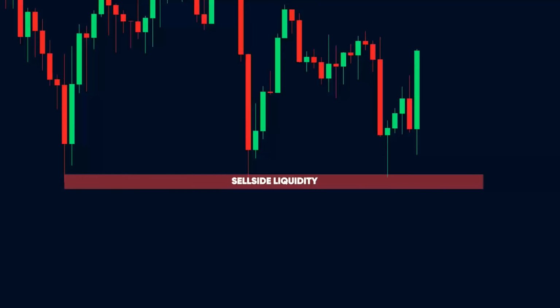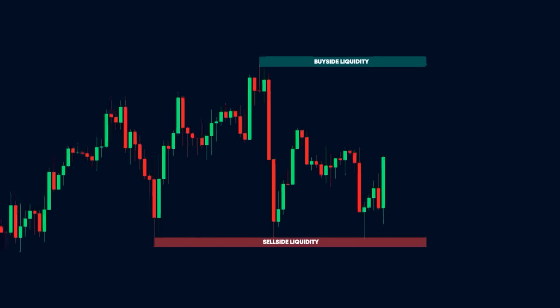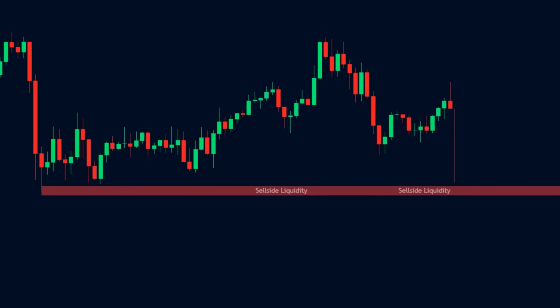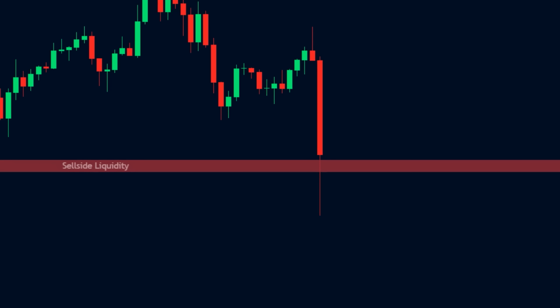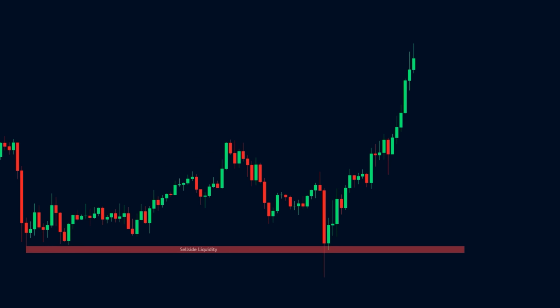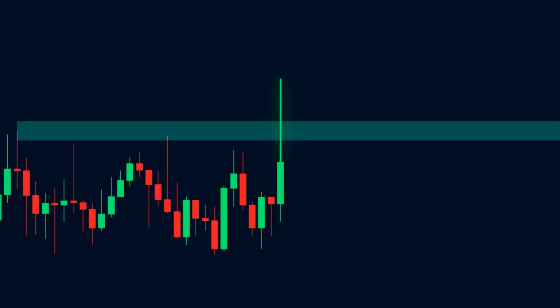Sell-side liquidity forms at lows, like the previous day's low, previous week's low, or swing lows. This is where long traders place their stop losses and where breakout traders look for short entries. And this is where the trap gets set. A liquidity grab isn't just price hovering around a level, it happens in a single candle. Price runs above or below liquidity, leaves a long wick as orders get triggered, and then snaps back in the opposite direction.